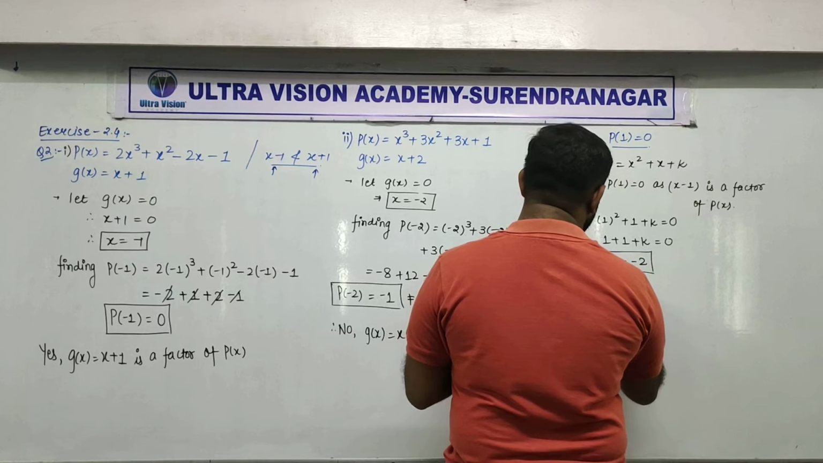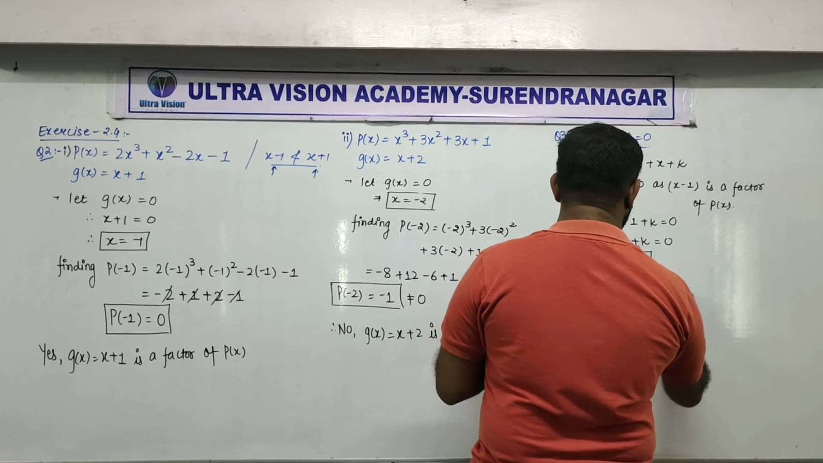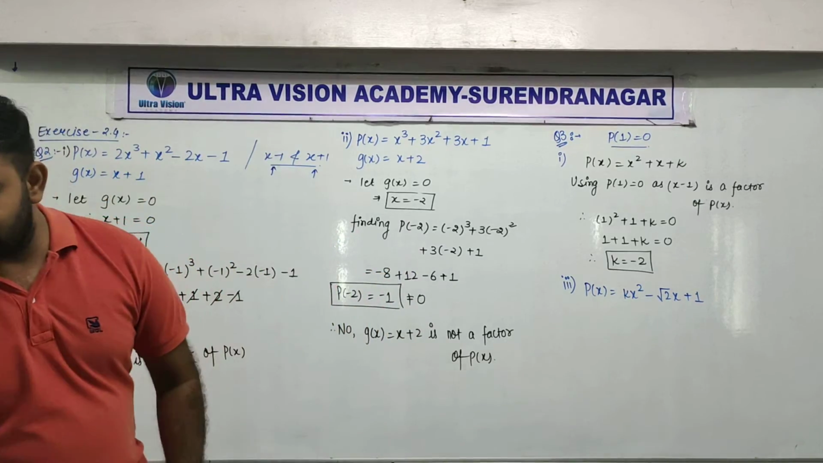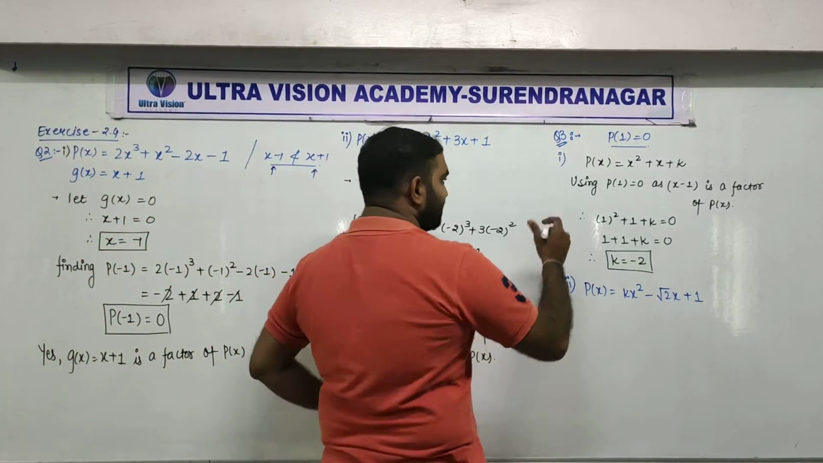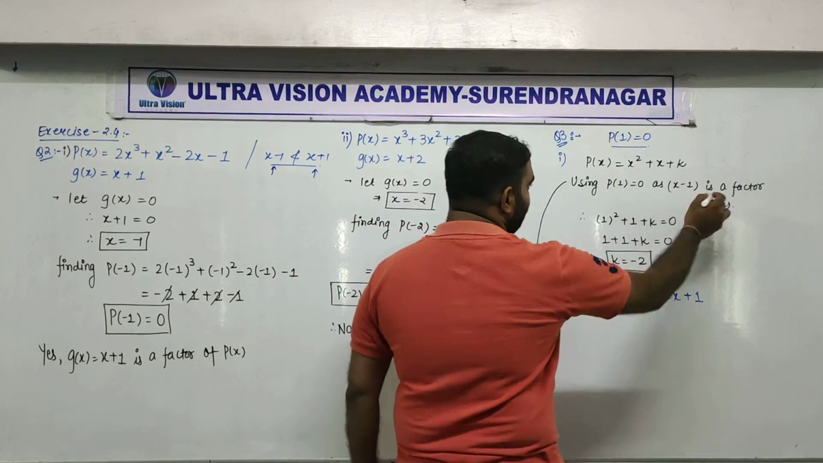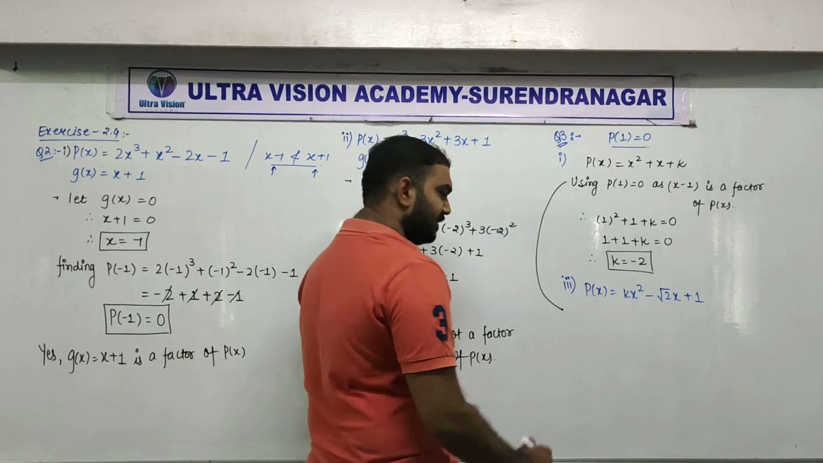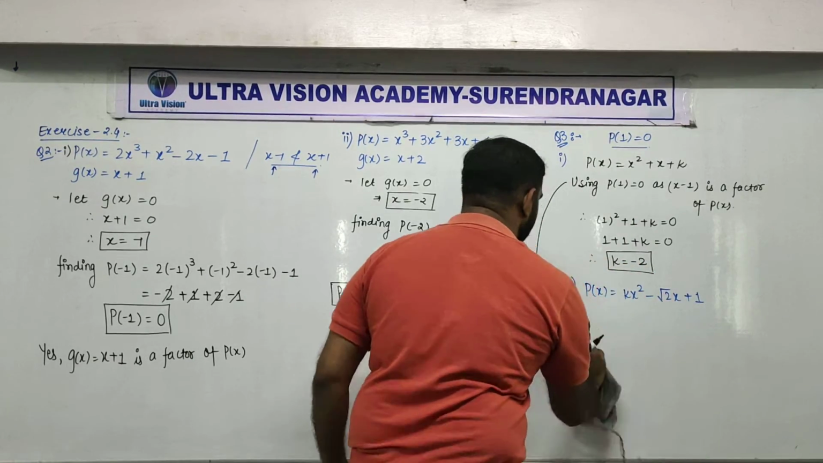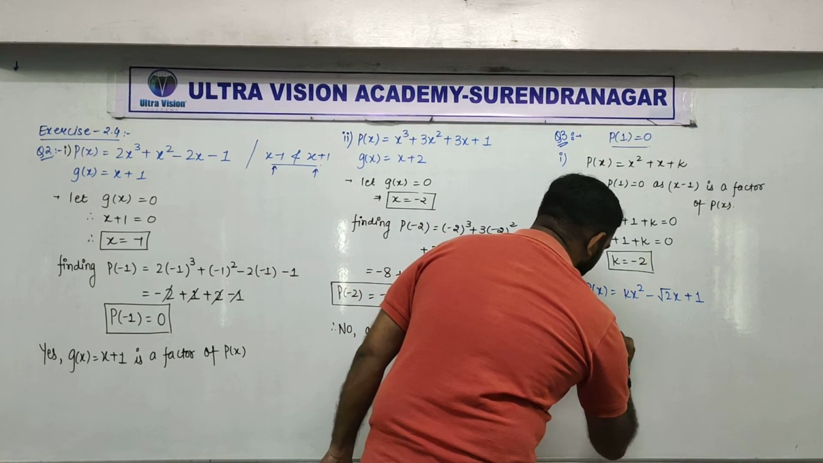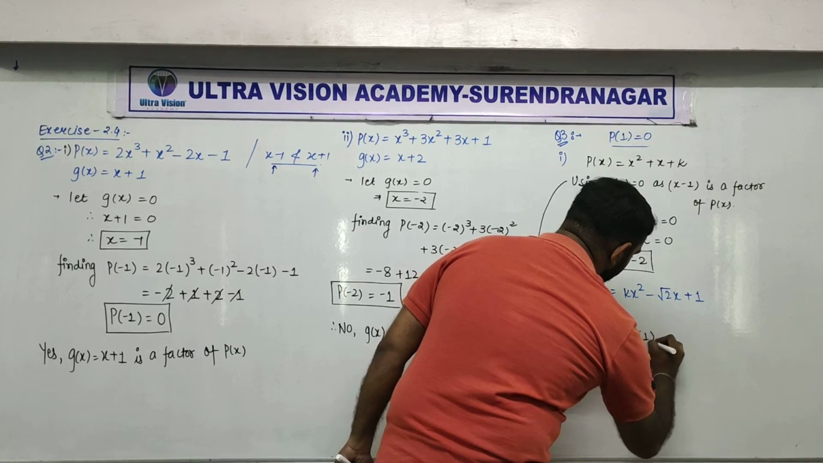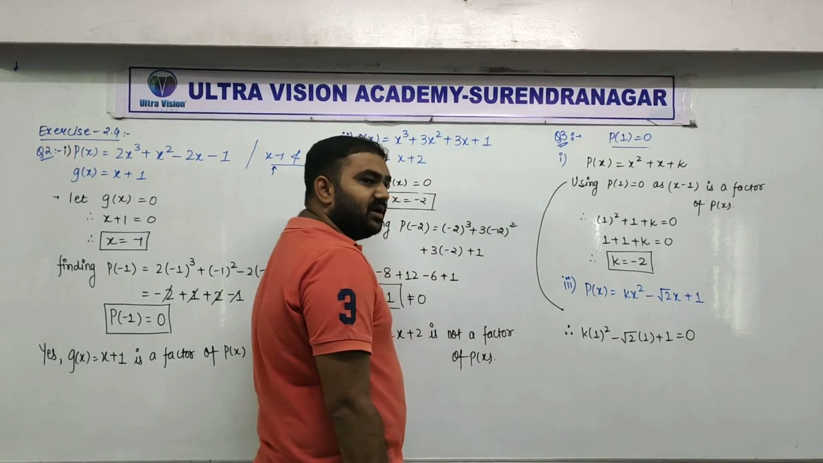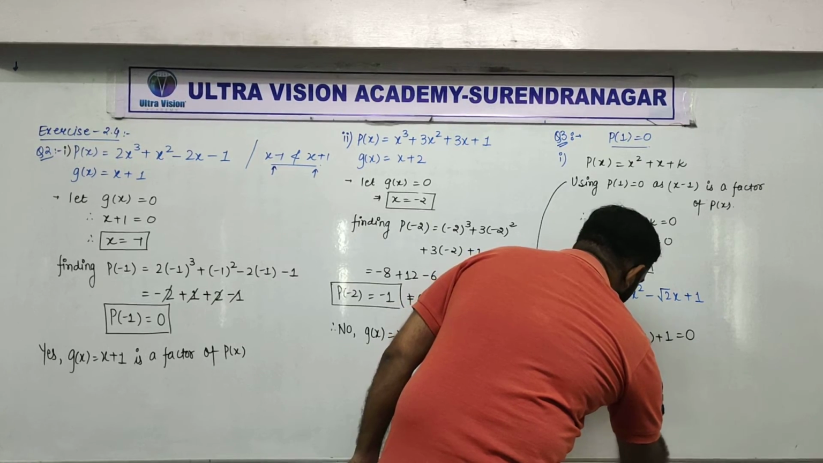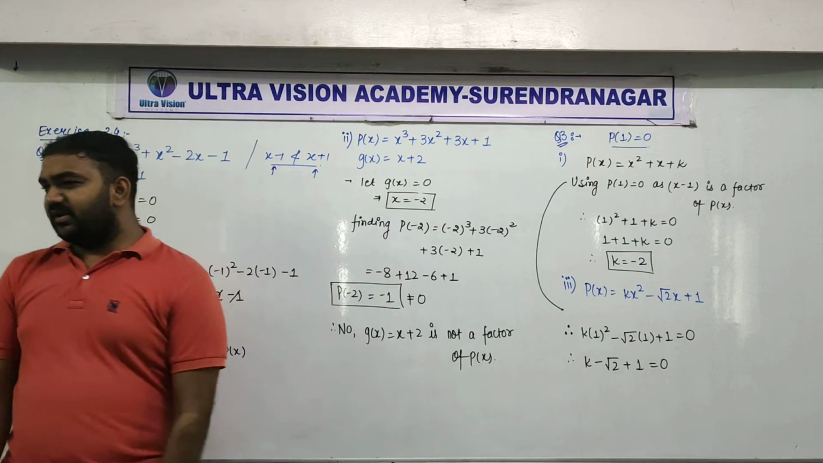It is given p of x equals kx square minus root 2x plus 1. So again, the statement would be copied here. Using p of 1 equals 0 as x minus 1 is a factor of p of x. Therefore, p of 1, that means we shall directly put down 1 here. k into 1 square minus root 2 into 1 plus 1 equal to 0. What is 1 square into k? Therefore, k minus root 2 into 1 is plus 1 equal to 0. What is minus root 2 plus 1?